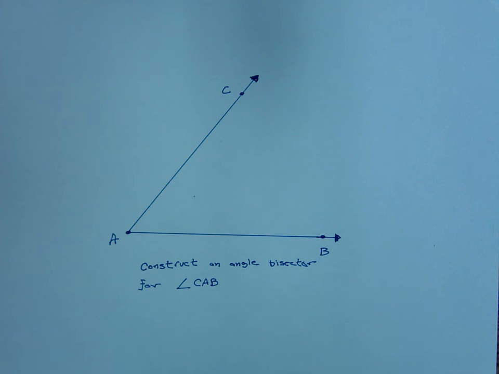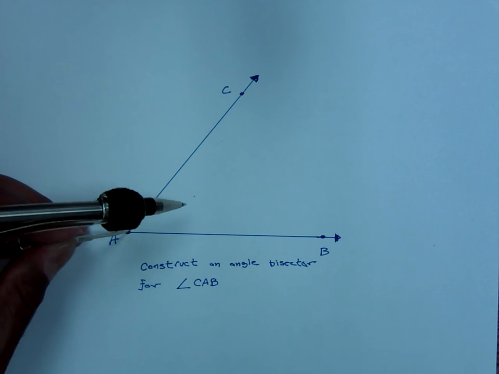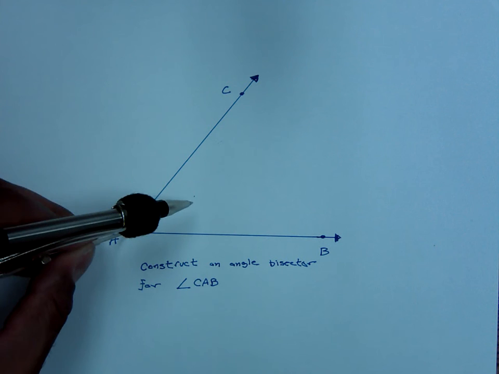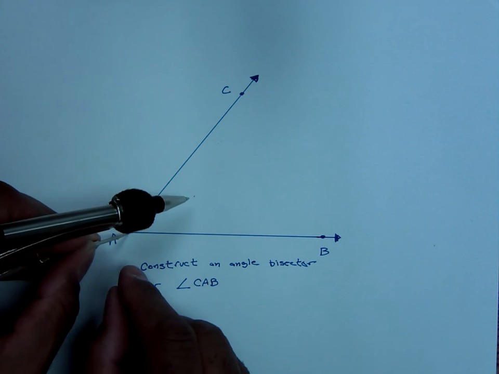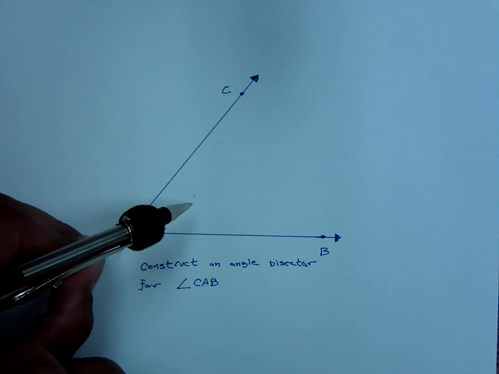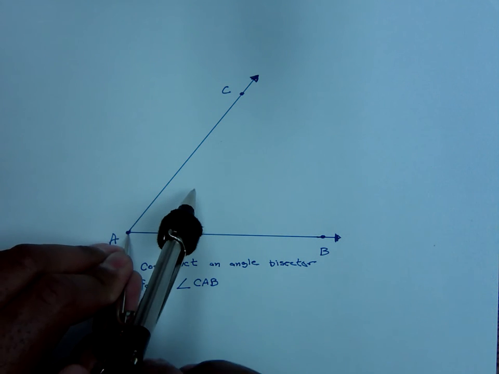We're going to construct an angle bisector for angle CAB. First thing we're going to do is construct an arc that intersects both sides of this angle, both rays. So our arc will want to intersect ray AC, and we'll want it to also intersect ray AB. I'm going to use my compass here to make that arc.